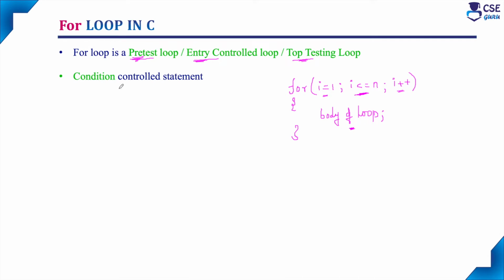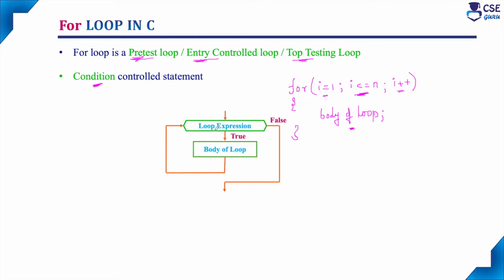And the for loop is a condition controlled loop. Here the condition is nothing but this loop expression. Everything here is based on the loop expression. In this loop expression we will specify the condition. Only when the condition is evaluated to true, the body of the loop will execute. So based on the condition only the for loop is working, and it is also called condition controlled loop.